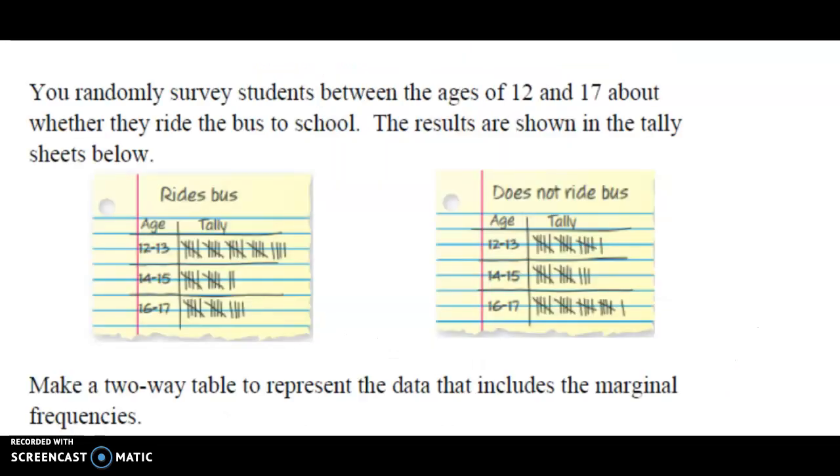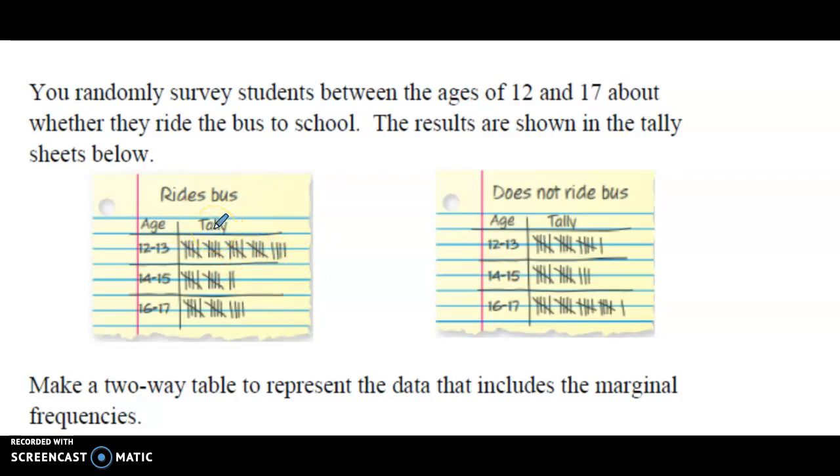All right, last one we're going to do. You randomly survey students between the ages of 12 and 17 about whether they ride the bus to school. The results are shown in the tally sheets below. When you're collecting data, you're not going to collect it in a nice, neat table. You've got to do it in some sort of way, and in this case they did it with tally sheets.